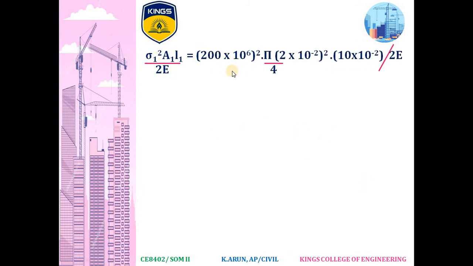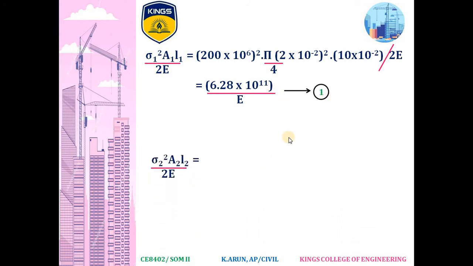So sigma 1 value is 200 into 10 power 6 whole square. Area, so pi by 4 into 2 into 10 power minus 2 whole square, that is pi d square by 4, so diameter is 2 into 10 power minus 2, and then length of the portion is 10 centimeter, so 10 into 10 power minus 2, whole divided by 2E. So on simplifying we will be getting the value as 6.28 into 10 power minus 11 divided by E. So this is equation 1.